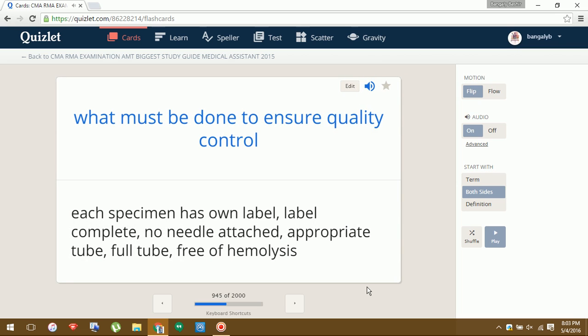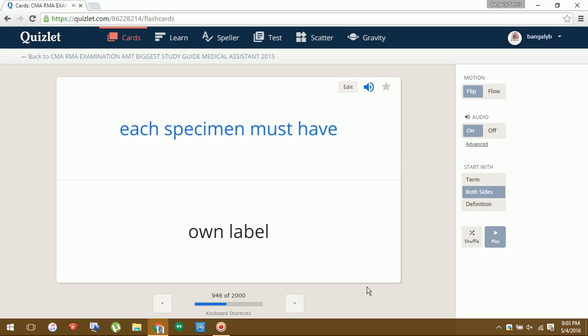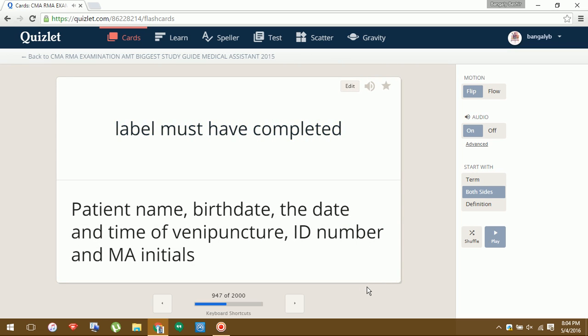What must be done to ensure quality control? Each specimen has its own label, label complete, no needle attached, appropriate tube, full tube, free of hemolysis. Each specimen must have its own label. Label must be completed: patient name, birth date, the date and time of venipuncture, ID number and MA initials.